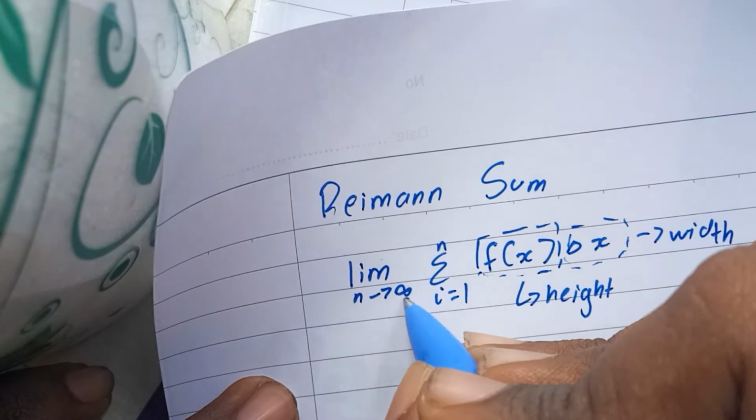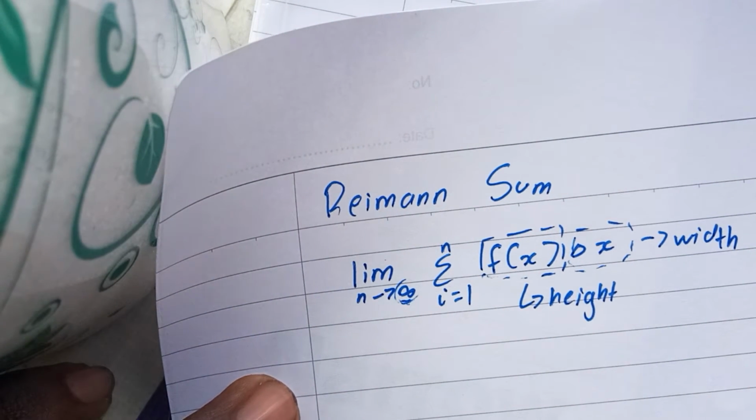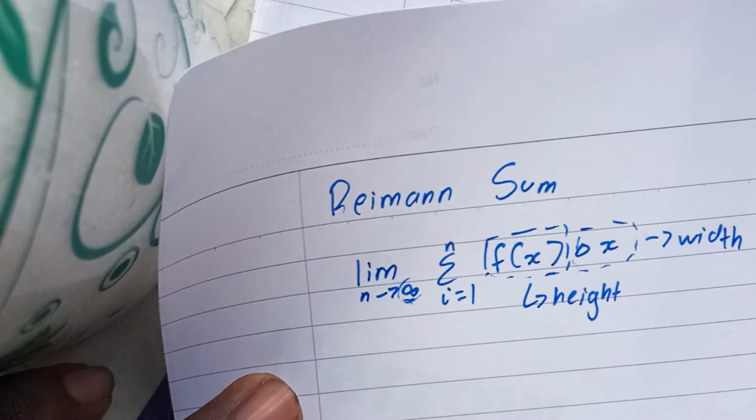So why do we have an infinity here? We have the infinity so we can make the number of rectangles so large that we cannot calculate it, so the accuracy of the area under the graph will be higher.